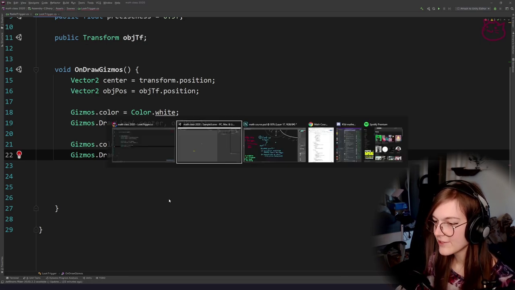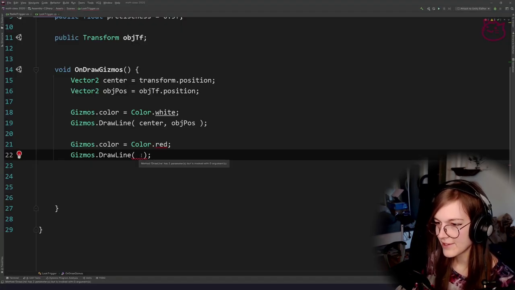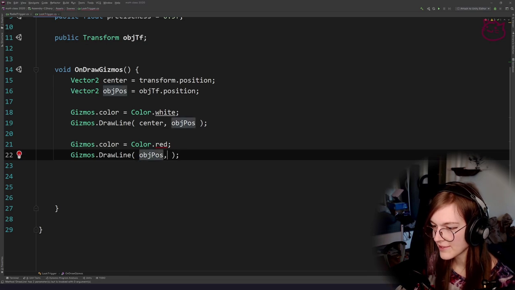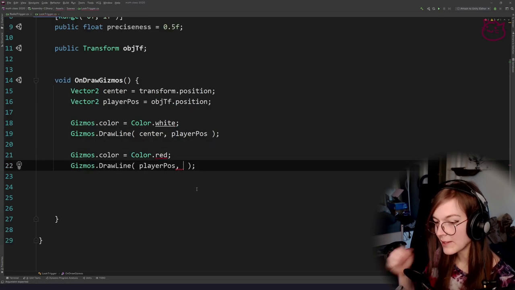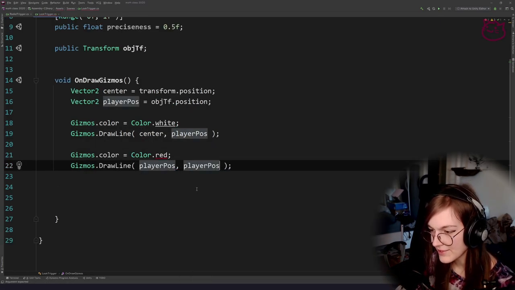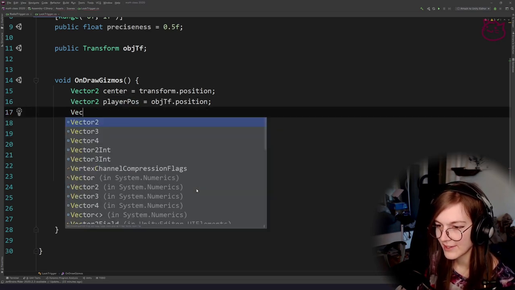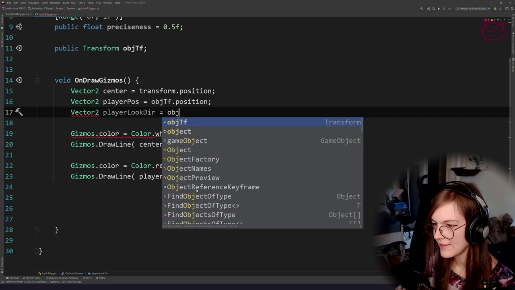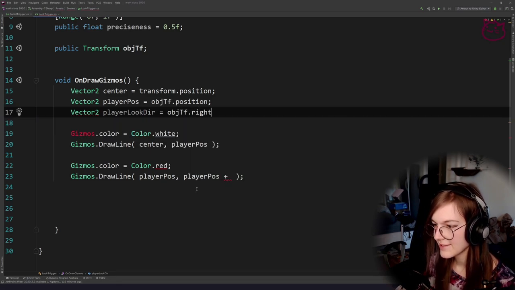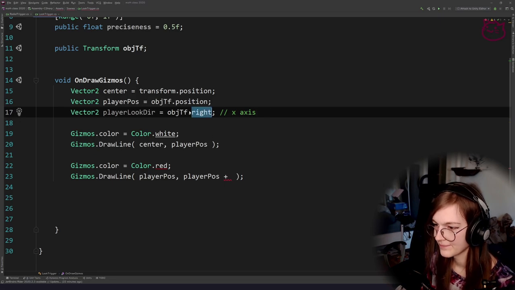We want to draw the x-axis at the player, so we're going to do this at the object position. Should I rename this to player position, maybe? Let's do that. So we have the player position, and we want to draw it at the player position again, plus that vector. Let's define that vector, player look direction, equals the object transform dot right. Right is the x-axis, up is the y-axis, and forward is the z-axis.